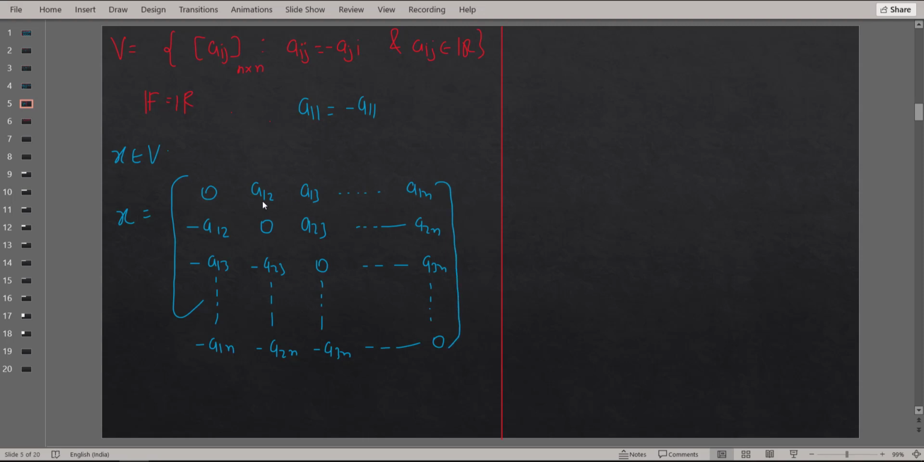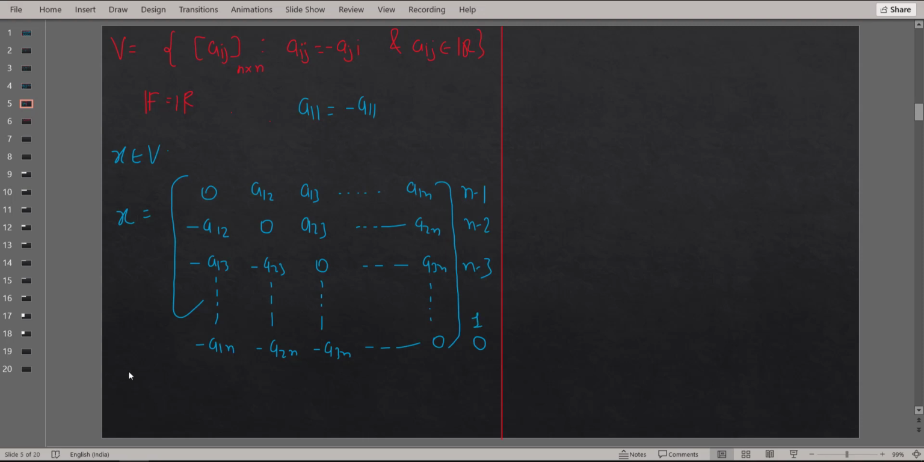Now we will count the number of unknowns. Here the number of unknowns is n minus 1 because one is 0. Here the number of unknowns is n minus 2 because it repeats and the other is 0. The number of unknowns is n minus 3. Here the number of unknowns is 0, and in the previous one the number of unknowns is 1.